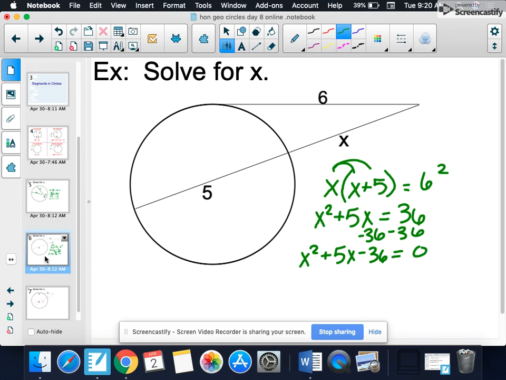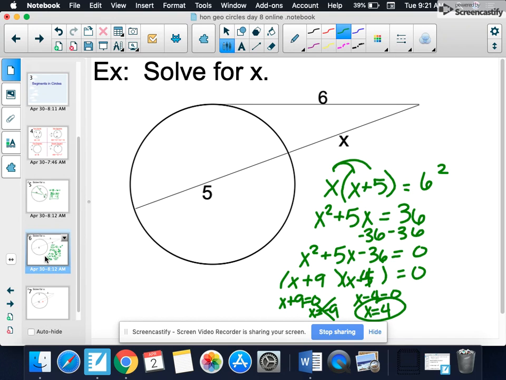So now I can factor this. So x, and then plus 9 and a minus 4, sorry about that, will add to be a positive 5, multiply to be a negative 36. So when I set those two equal to 0, I get x equals negative 9. And then I get x equals a positive 4, and we obviously need to use the positive 4 to make sense in our problem.